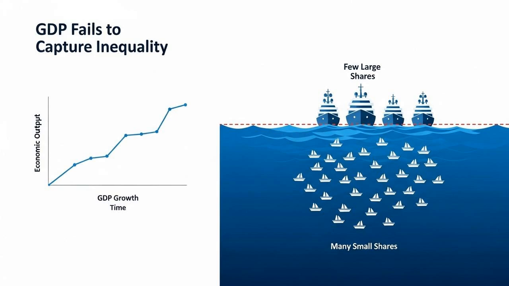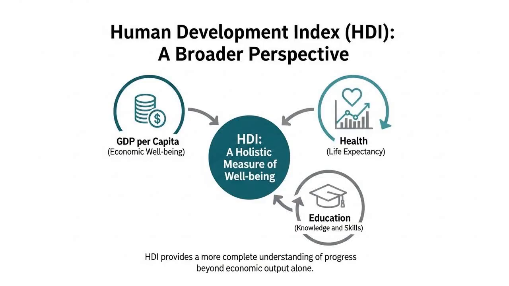And perhaps the most glaring flaw is that GDP tells us nothing about inequality. A country's GDP could be soaring, but if all that new wealth is flowing to the top 1%, the vast majority of citizens might not see any improvement in their lives. A rising tide does not lift all boats if some boats are luxury yachts and others have holes in them. The growing dissatisfaction with this single-minded focus on growth has led to a search for better alternatives.